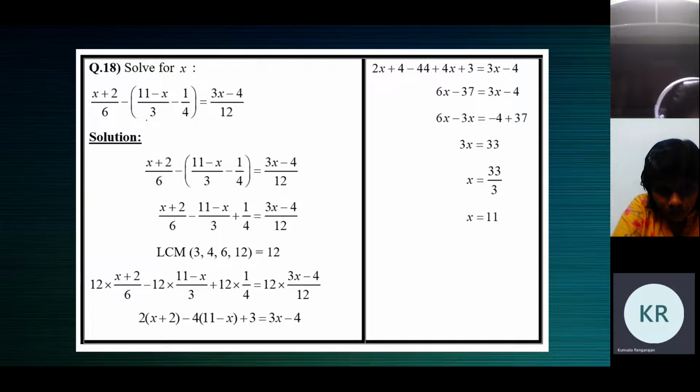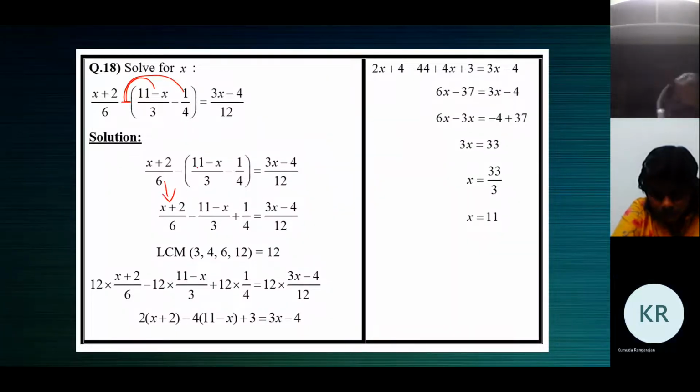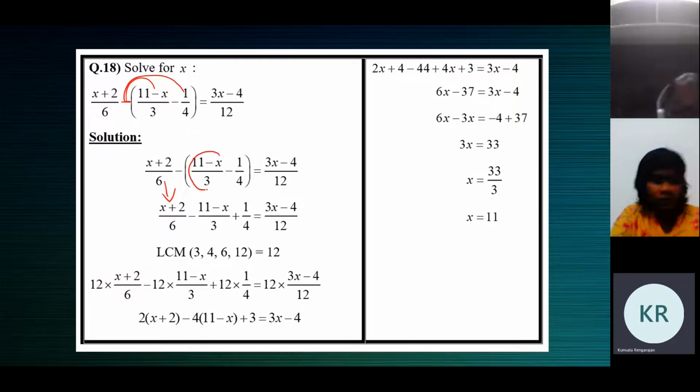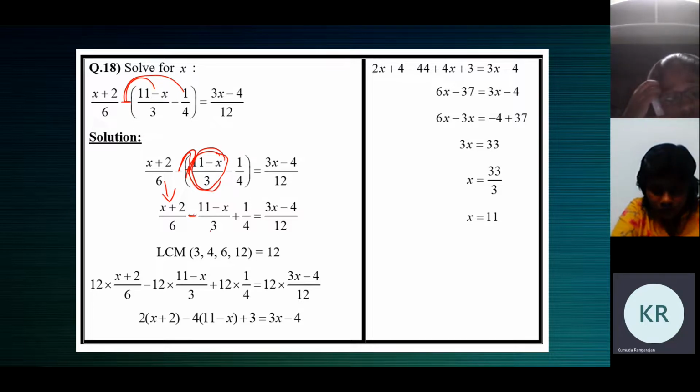All right, so there are two terms inside the bracket. What we have to do is multiply this minus sign to both the terms inside the bracket. So let's see how we do that. Write x plus 2 by 6 as it is. Then this is the first fraction inside the bracket. There's no sign, so it's a plus sign. Minus into plus is minus. And write this term as it is, 11 minus x by 3.